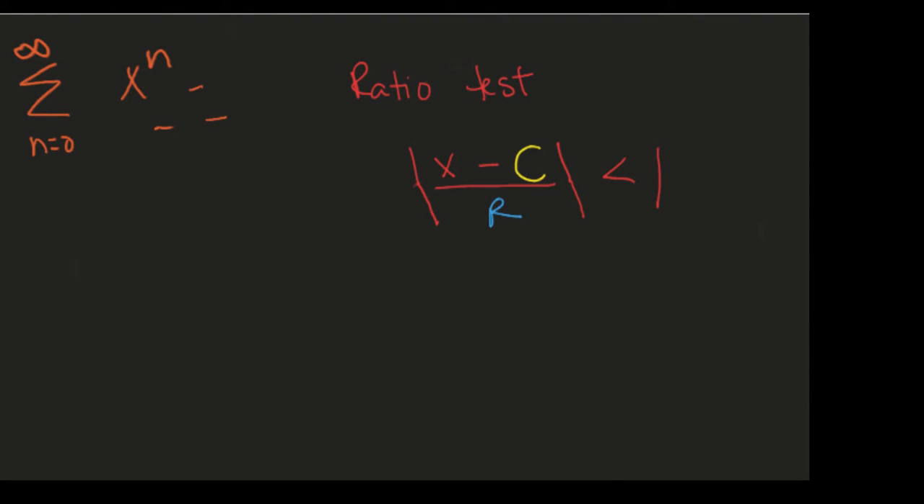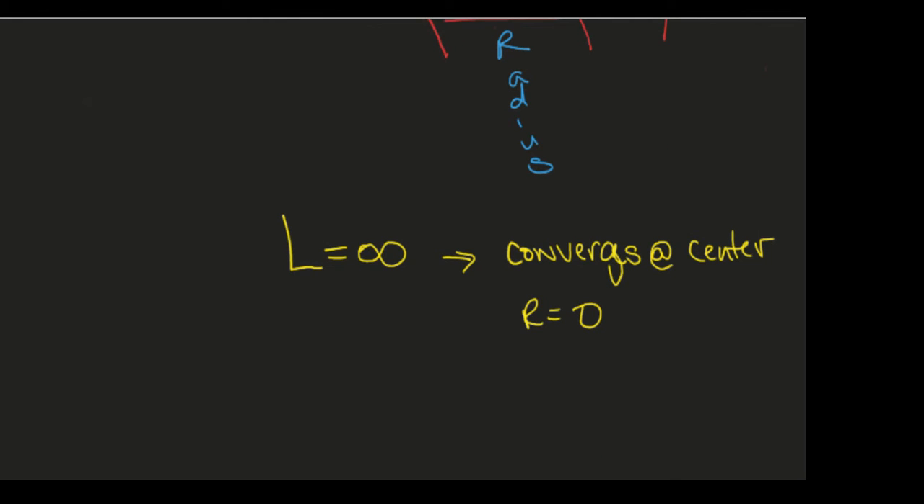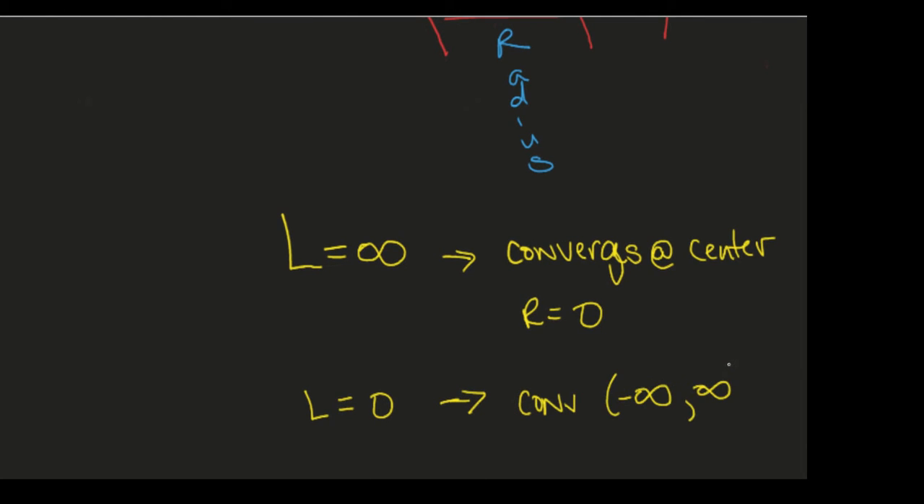All right, so what we're looking at here is the radius and the center. If you're taking the limit and you get infinity, then it converges only at the center. Are you writing this stuff down? Yes. And the radius is 0. And if the limit is 0, because of the conditions of the ratio test, it converges everywhere, and the radius is infinite.